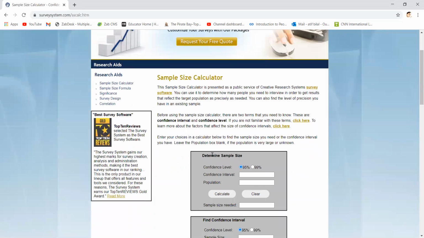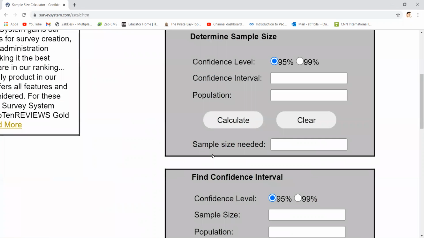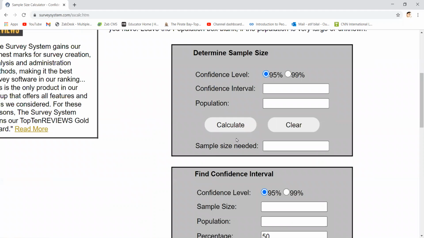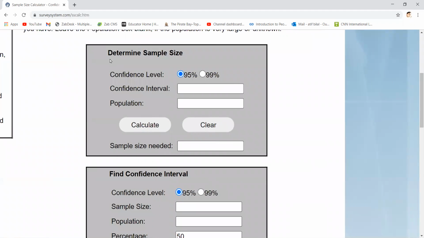The moment you go here, you're going to see that there is a table which is determining sample size. And what you can do is, there's already 95% there. Now, the confidence interval that you will have to put is 5%. Just put 5% because for most social science researchers, statisticians agree that 5% is the confidence interval at which you're going to accept or reject your hypothesis.